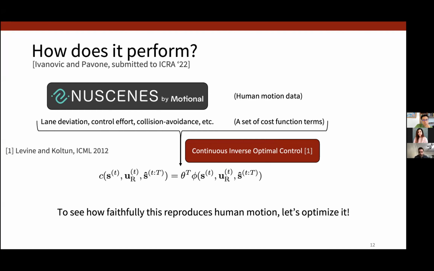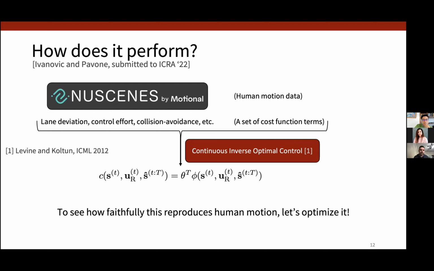And the first thing that we want to do is we want to say, okay, actually, how reasonable is this cost function that we learned? I mean, if it is really just a linear function, can it actually model the motion that we're looking for? And so what we can do is we can optimize this cost function to see what the resulting behaviors are.